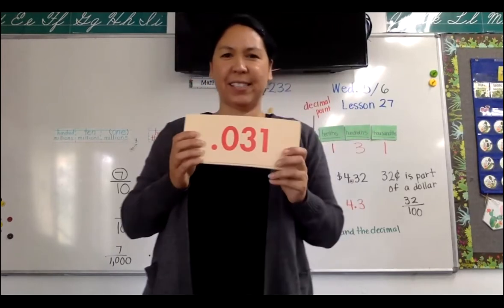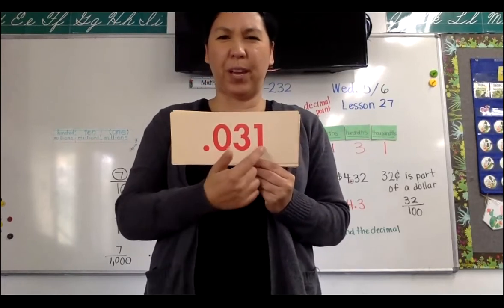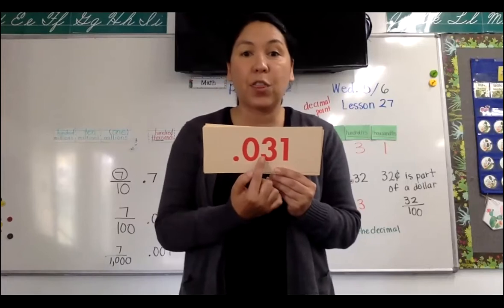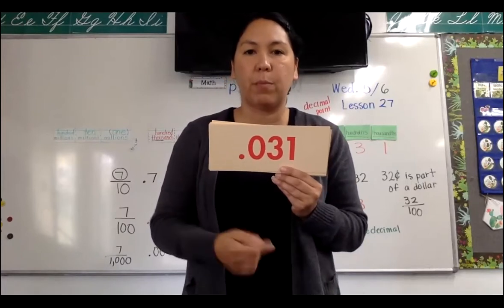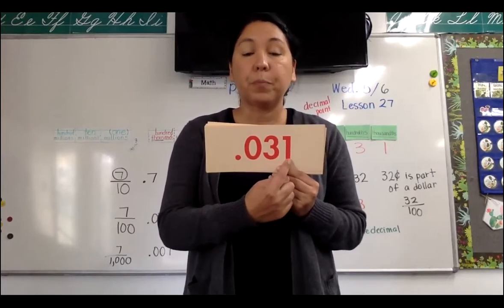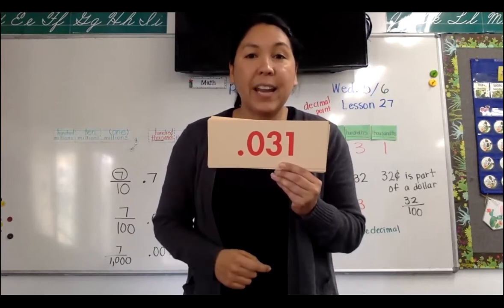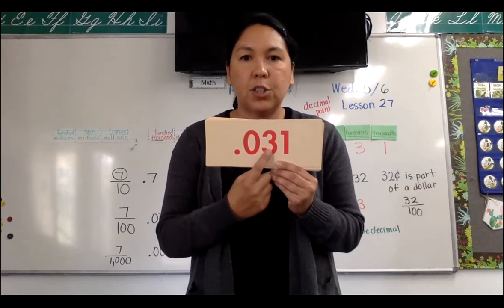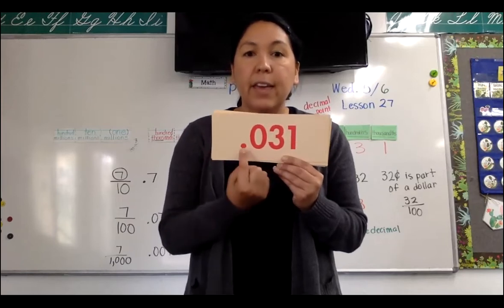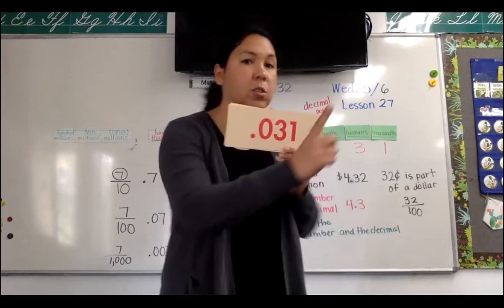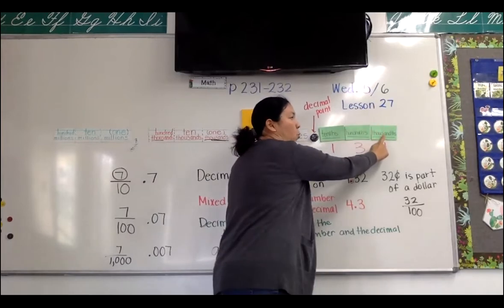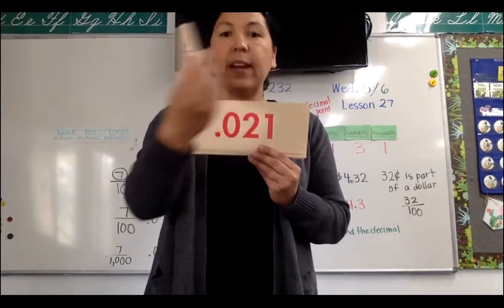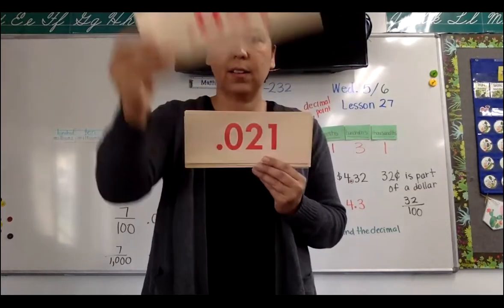How do I read this number? Do I say 031 or 31? No, I just say 31. Everyone say 31 with me. 31. But how many numbers are there after the decimal? Let's count. 1, 2, 3. If there are 3 numbers, we have to say the third word, thousandths. So this is 31 thousandths. Let's try this one.